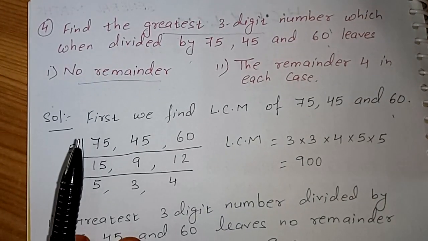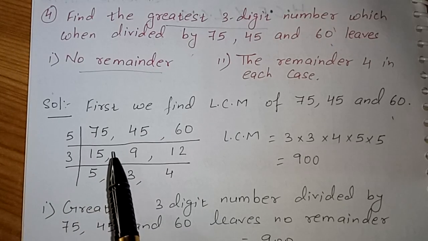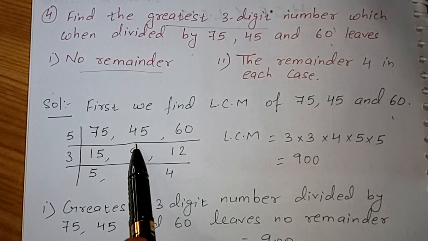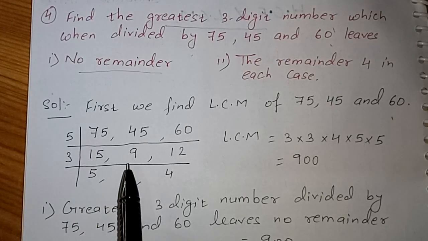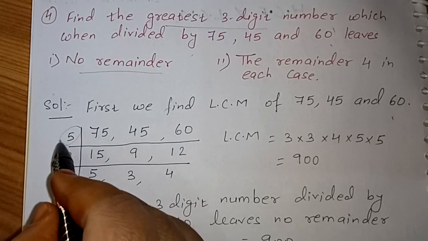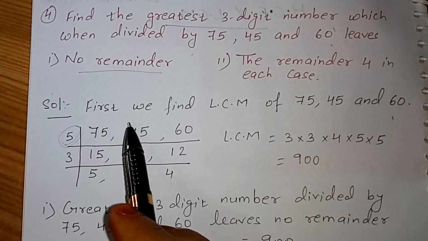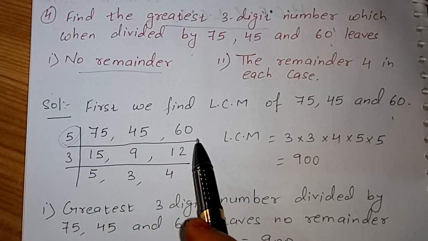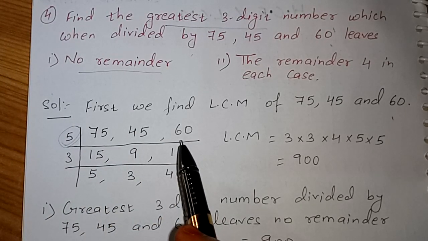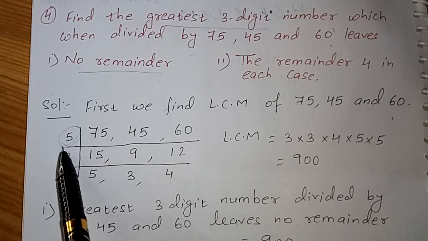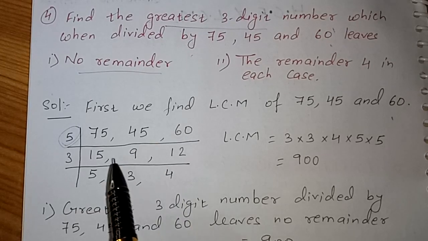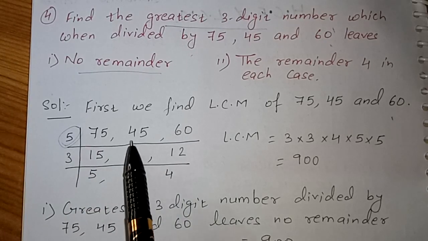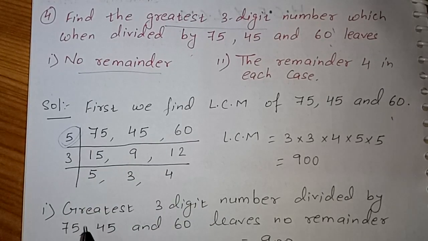So as usual, our division method: write the numbers separated by commas, draw the horizontal line and vertical line. Now choose a prime factor which divides all the numbers, or a minimum of 2 or 1 number. Here I can take 5. So 5 divides all the 3 numbers: 5 fifteens are 75, 5 nines are 45 and 5 twelves are 60.